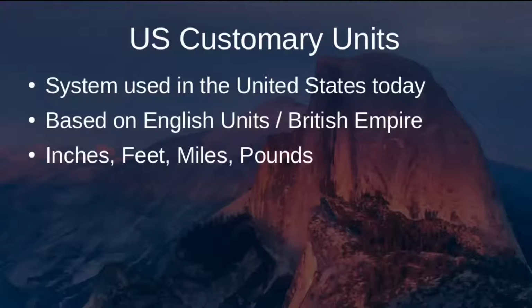So U.S. customary units are what we're all used to in the United States. Inches, feet, miles, and pounds are the typical units of measure we've utilized here for many, many years. This is based on the English units originally developed in the British Empire. However, the British Empire has obviously moved on to a more convenient method with the metric system.